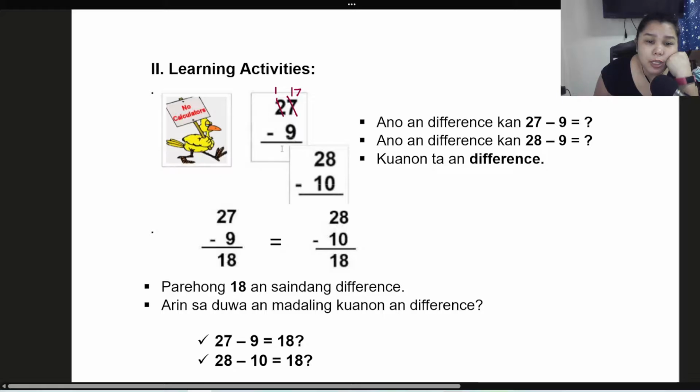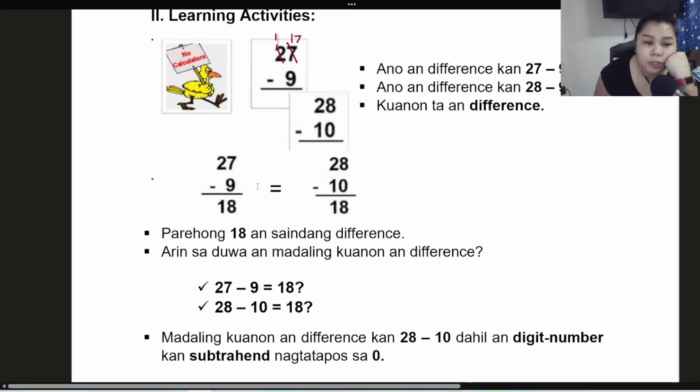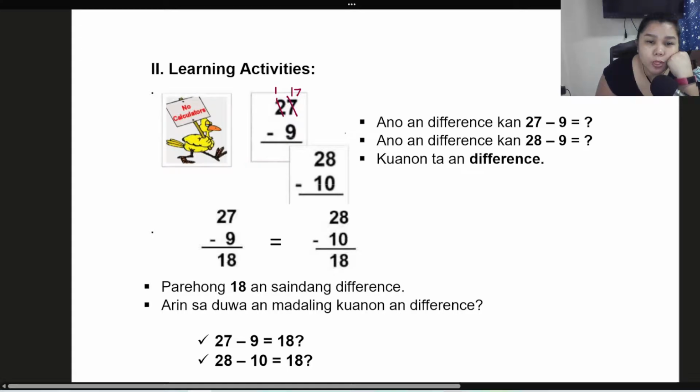Okay. So you need to write this down. 17 minus 9 equals how much? 8. Then bring down 1. And then this one, 28 minus 10, a two-digit number subtracted from a two-digit number. So 8 minus 0 is easy, 8. And then 2 minus 1, 1.